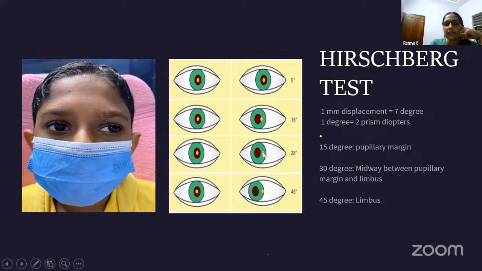And if you are getting the image in between the pupillary margin and the limbus, you can take it as 30 degrees. And if it is at the limbus, 45 degrees. This is how you can get a rough estimate of the amount of deviation. But this is not the actual amount of deviation. For that, you have to do the prism bar cover test or alternate prism cover test. But you will get a rough idea. So in this case, you can start with about 38 PD and then either increase or decrease depending upon the movement.